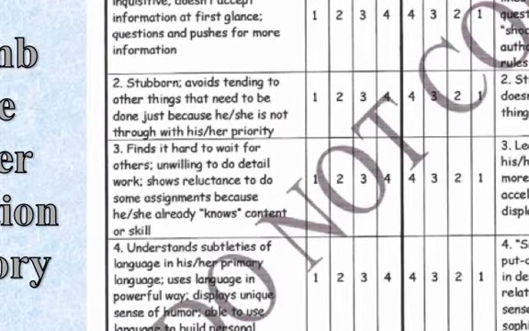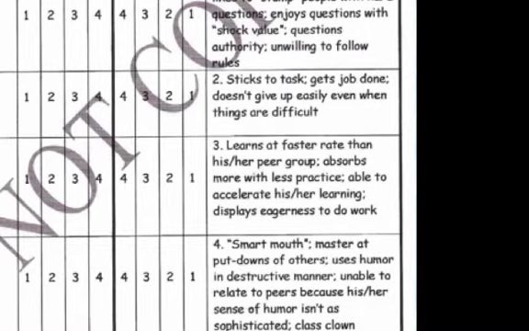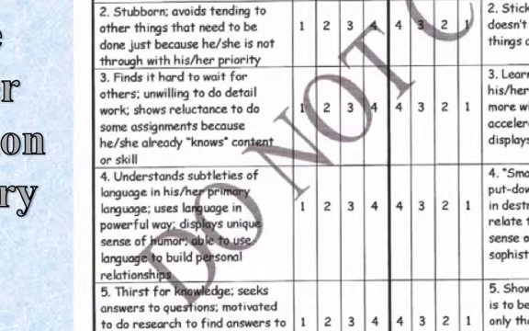Number 3, finds it hard to wait for others, unwilling to do detail work, shows reluctance to do some assignments because he or she already knows the content or skill. On the other side, it says learns at a faster rate than his or her peer group, absorbs more with less practice, able to accelerate his or her learning, displays eagerness to do work. So on this side, this child is eager to do it. On this child, they're reluctant to do it. And yet, you look at the question of why are they reluctant over here? They're reluctant because they think they already know how to do it. Again, that's a sign of giftedness.